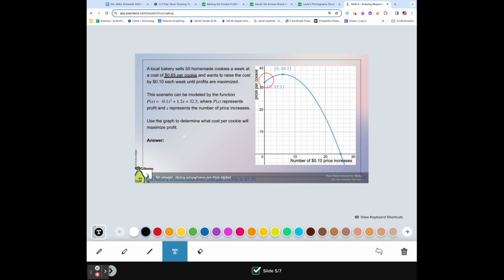You want to look at how many price increases are needed to maximize profits. How much is each price increase? So could you add the original cost per cookie plus the value of this many price increases? That should be the cost per cookie that would result in a maximum profit. Please pause the video, write your answer in a complete sentence, and please explain your thinking.